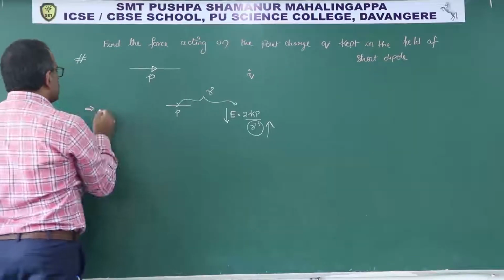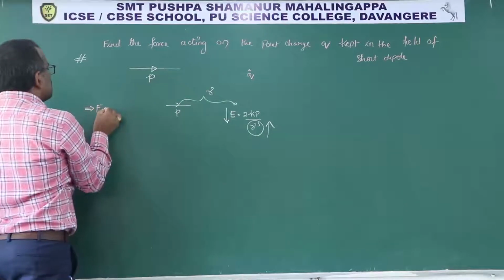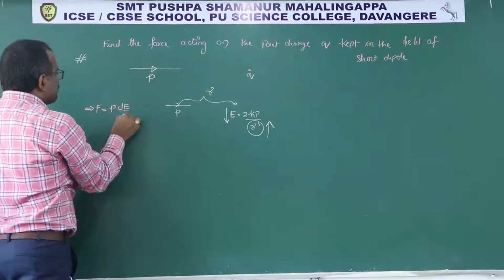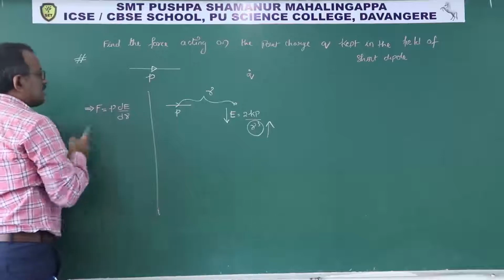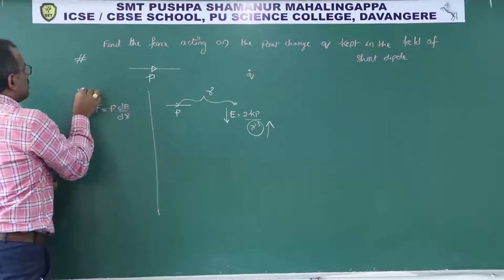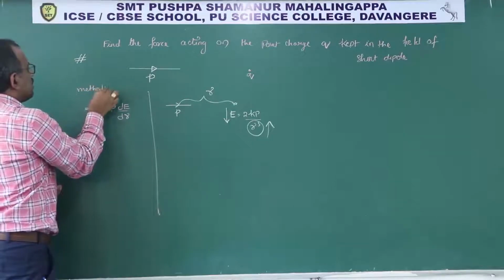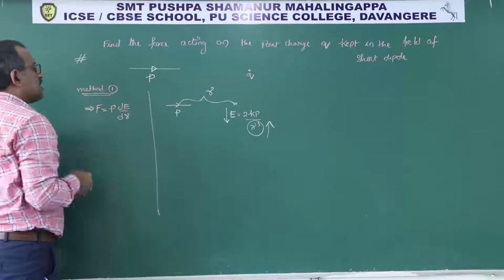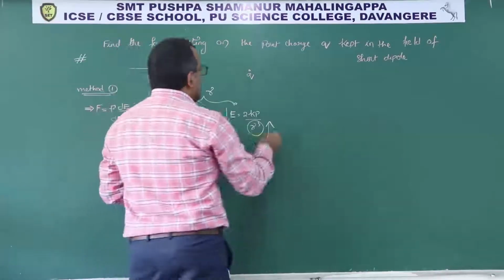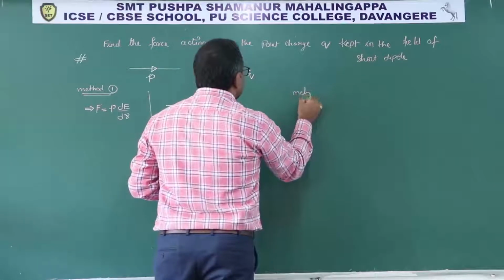Shortcut is given like this. Force is equal to p dE by dr. This is method 1. To solve the question, this is method 1. Please try to understand. But I am not interested in this. Straightforward, I am interested in method 2.